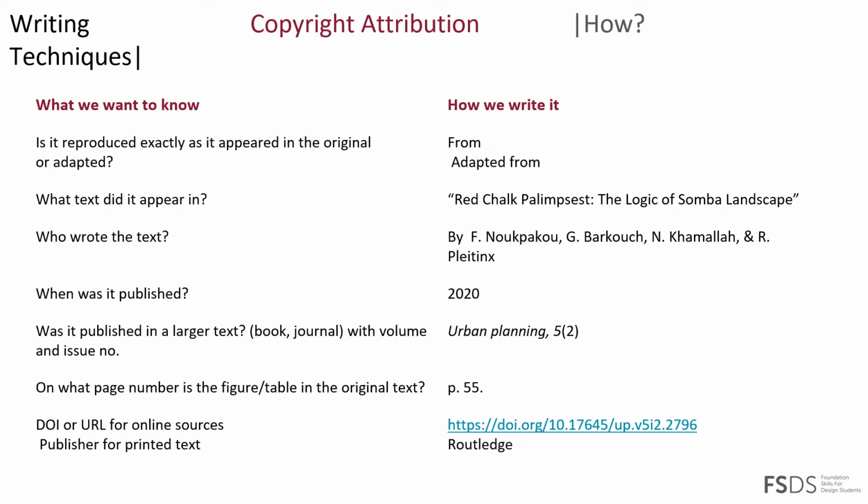In the case of online sources, always give the DOI or stable URL. If it is a printed work, include the name of the publisher. In the end, write a line that mentions who holds the copyright. This is always done in a prescribed format: copyright, followed by the year of publication and the name of the copyright owner. Always check the copyright statement on the source for this.